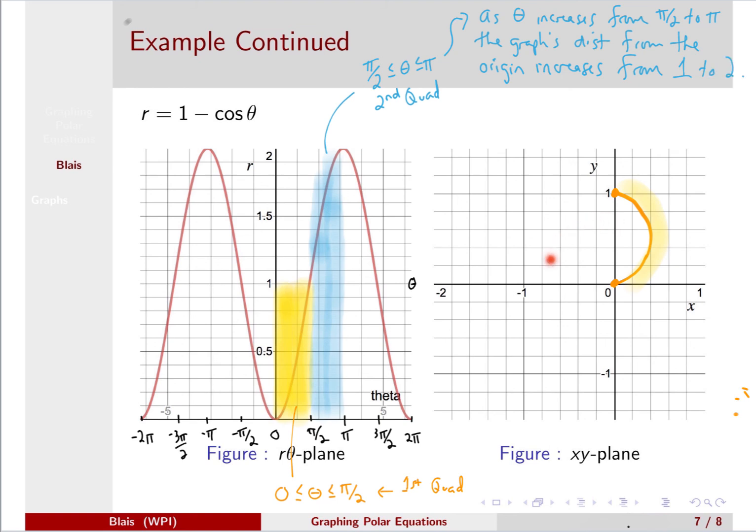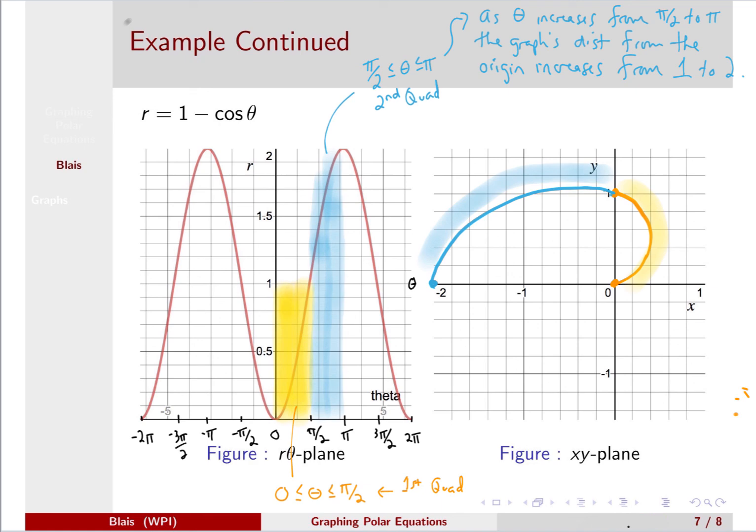So as we do this sweeping out of the second quadrant, the point has to be getting further and further away from the origin until it hits this maximum distance of 2 at the point in xy coordinates, negative 2, 0. So as we rotate through that second quadrant, we're getting further and further away until we get that far at 2. And so this is that second highlighted region.